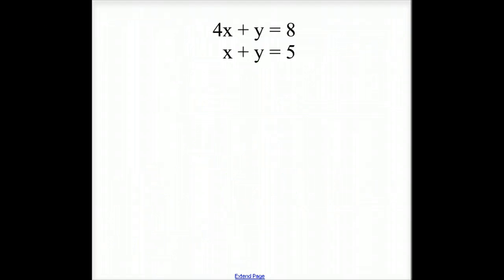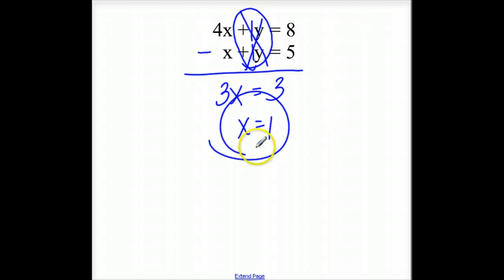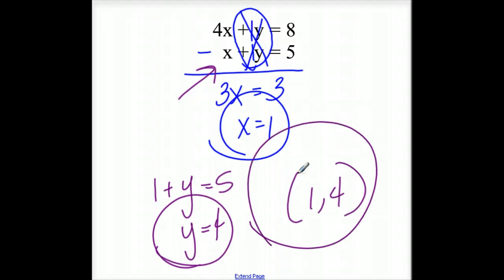One more example. Look at your equations in the system. If you see a variable that has a coefficient, we can assume there's a 1 in front of these y's, and they're identical, they're both positive, subtract the equations. 4x minus x is 3x. Y minus y is 0y, they eliminate. 8 minus 5 is 3. X equals 1. Plug 1 back into the equation. I'm going to use the second one. 1 plus y equals 5. Minus the 1, y equals 4. My solution is 1, 4.